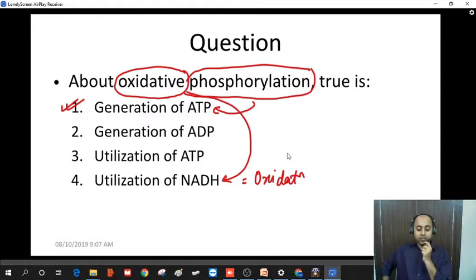So let's go back. Remember, the utilization of NADH is only the oxidation part. The phosphorylation will happen once the ATP is generated. So when I say oxidative phosphorylation, it is a two-step process: oxidation followed by phosphorylation. Utilization of NADH followed by generation of ATP. So the best answer here should be generation of ATP. Good.